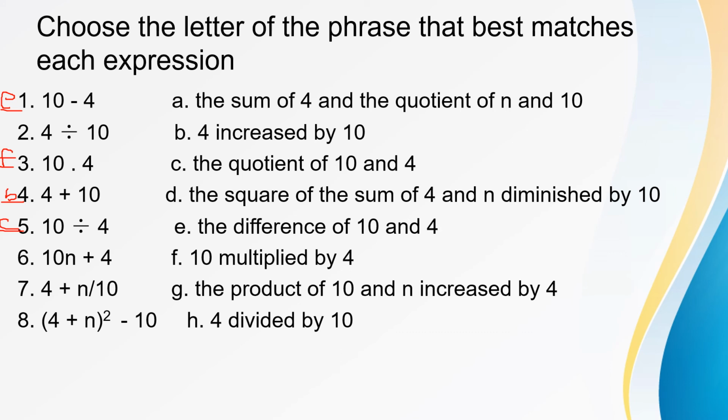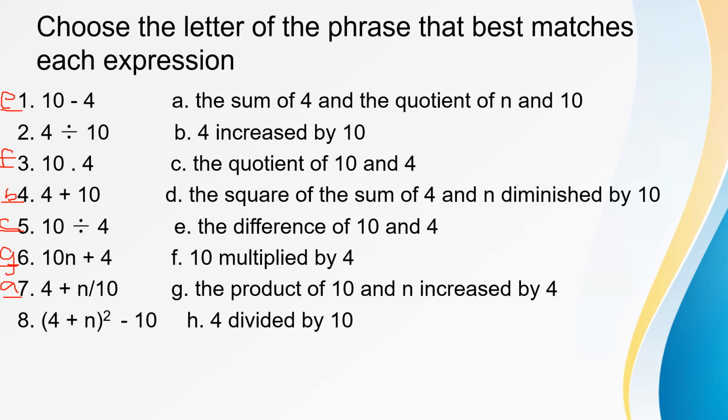Okay, next. 10n plus 4. Or the sum of 4 and the quotient of 10. Where is that? Oh, here. So, the sum of 4 plus the quotient of 10 and n. That is letter A. Okay, so guys, let's have this. The product of 10 and n, the product of 10 and n increased by 4. So, this is letter G.